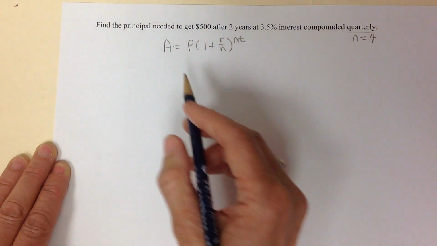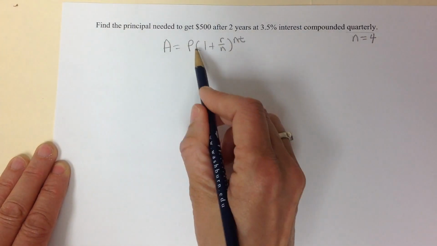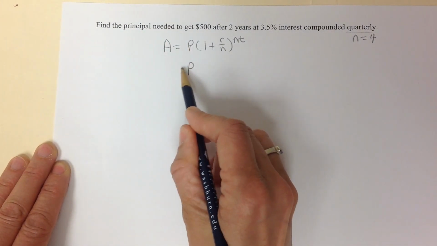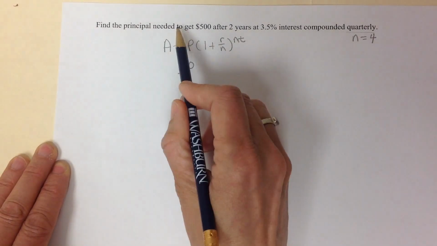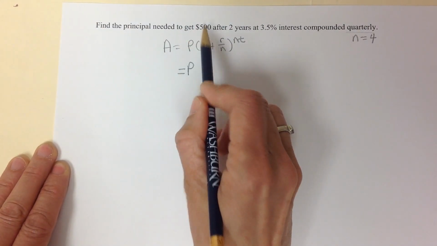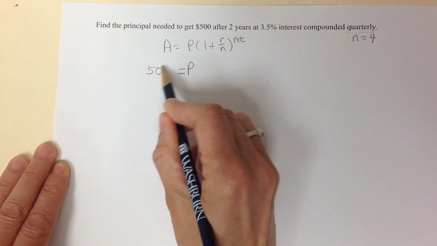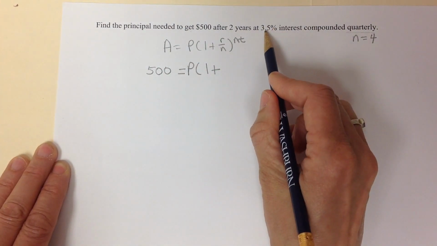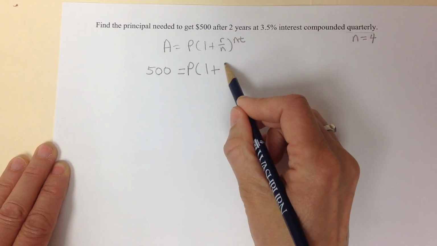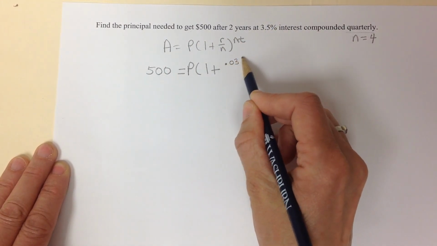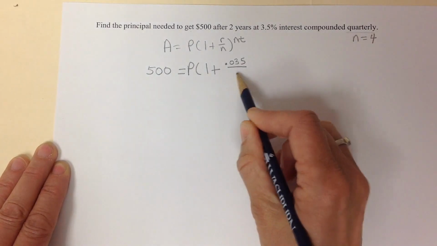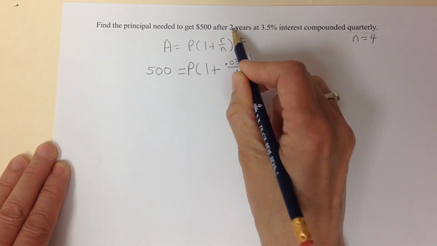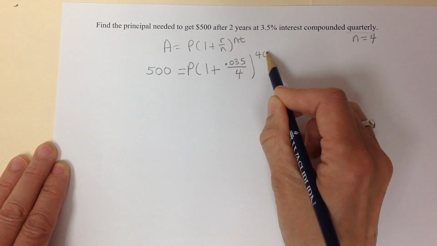Okay, now plug in what we know. Find the principal. So P is what we're looking for. We don't know that. We want to end up with, or get, $500. That's my A value. 1 plus 3.5% interest is the rate. In decimal, that's 0.035. n we already said was 4. My number of years is 2.